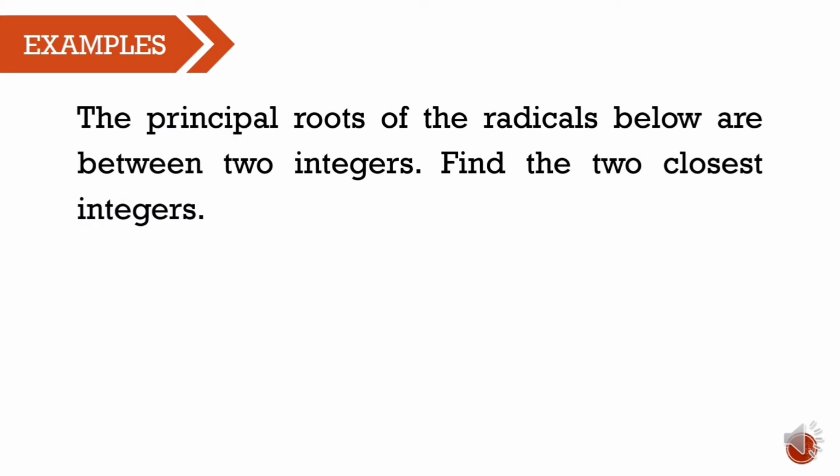So let's have these examples. The principal roots of the radicals below are between two integers, so we need to find the closest integers. Number 1 is the square root of 18. Number 2, the square root of 40. And 3, the square root of 175. Okay, let's have the solutions.